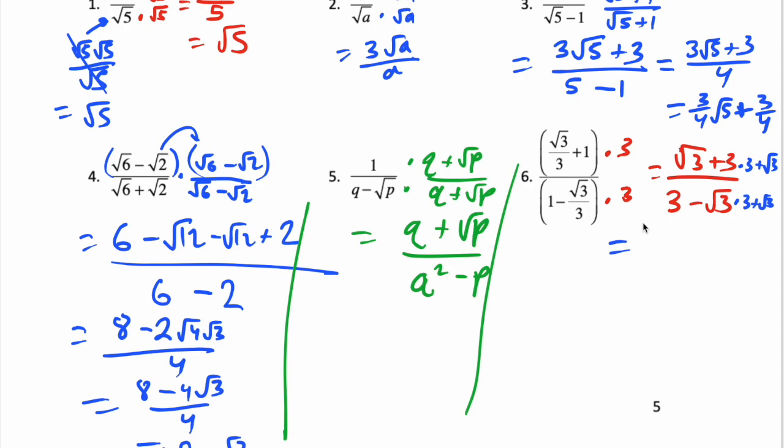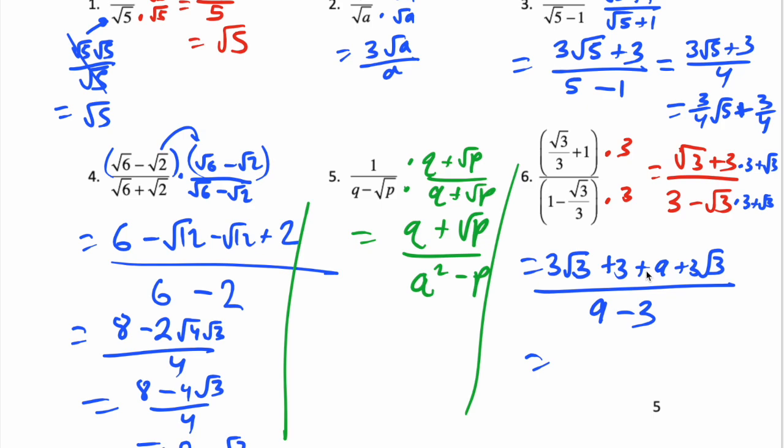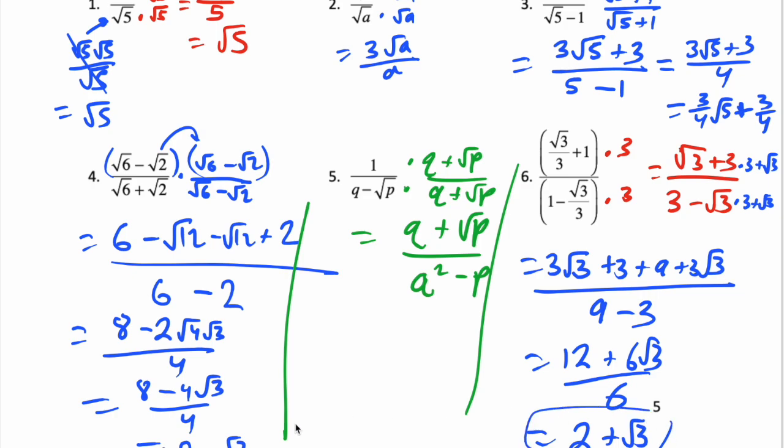In the numerator, let me go a bit to the left. Numerator, you got 3 times root 3, so 3 root 3. And then you got root 3 times root 3 is 3. 3 times 3 is 9. 3 times that gives you another root 3. Denominator is 9 minus 3. And then you've got up here 12 plus 6 root 3 over 6, and you can divide both these values by 6, so you get 2 plus root 3. Very similar to what we got the first time.